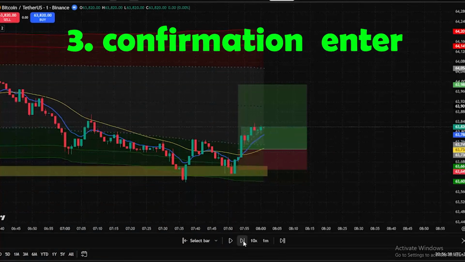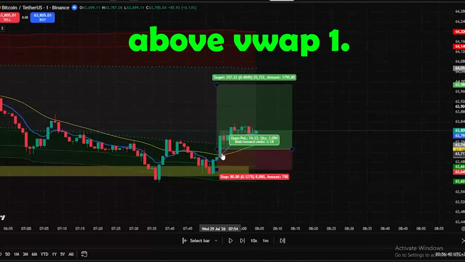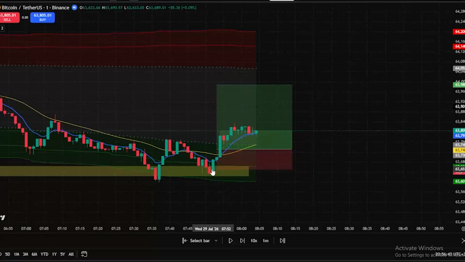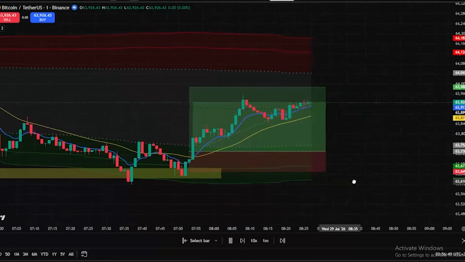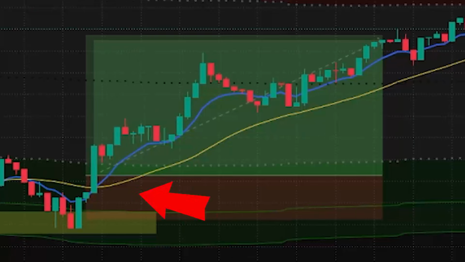At this point, we have three confirmations. First, price is above VWAP. Second, EMA confirms bullish momentum. Third, the pullback holds and buyers step back into the market. Now we have a valid long setup. The entry is placed here.